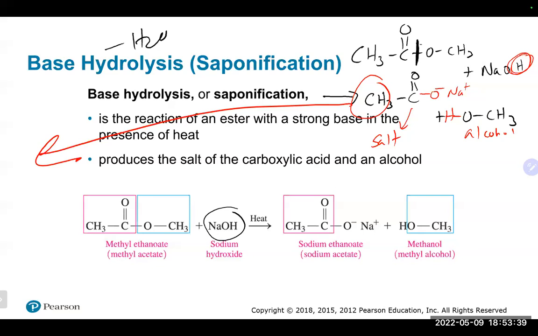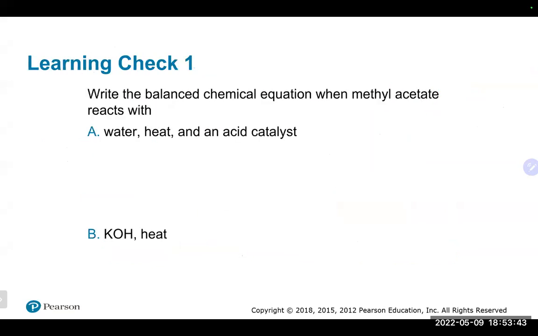Any questions on those two reactions? So why don't we try one? Write the balanced chemical equation for methyl ethanoate when it reacts with water, heat, and acid catalyst, and with potassium hydroxide, which is a strong base, and some heat. Okay, let's take a look since we're getting to the end.